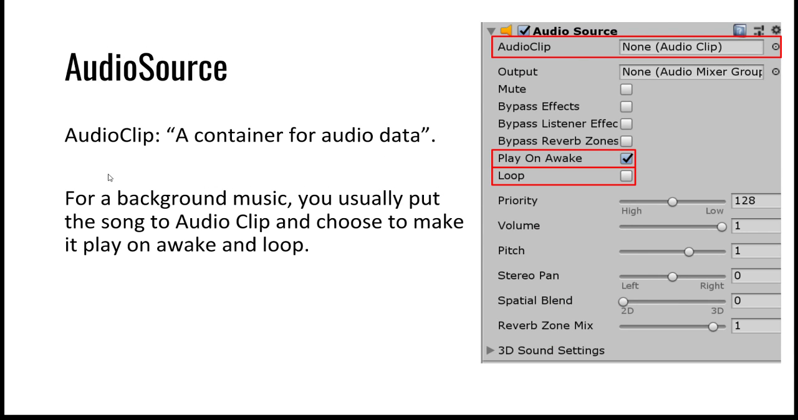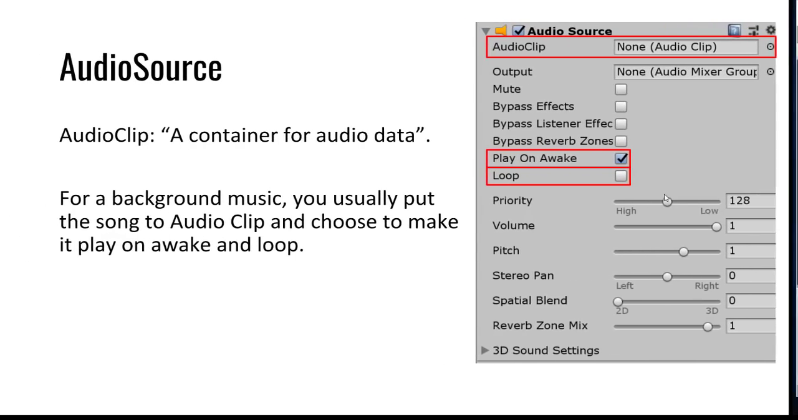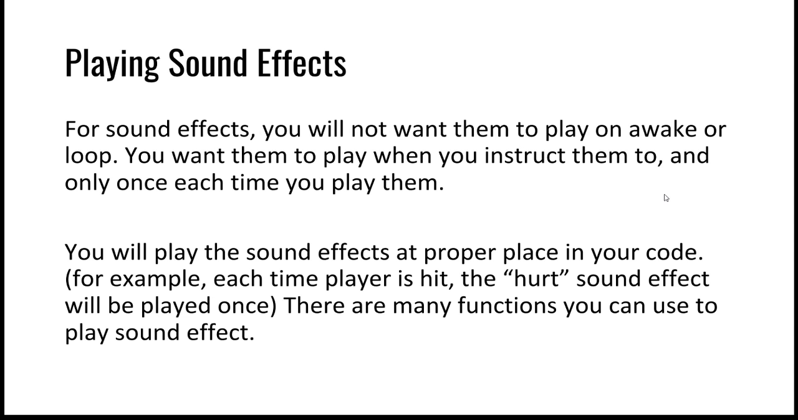So also we have these 2 properties, play on awake and loop. For songs and stuff, you probably want to have play on awake enabled and loop enabled if you have a decent loop of your song. But for just general sound effects, like a gunshot or something, you probably want to have both of these off, because you want to spawn your audio source and then only play it from scripts. And yeah, audio listener.